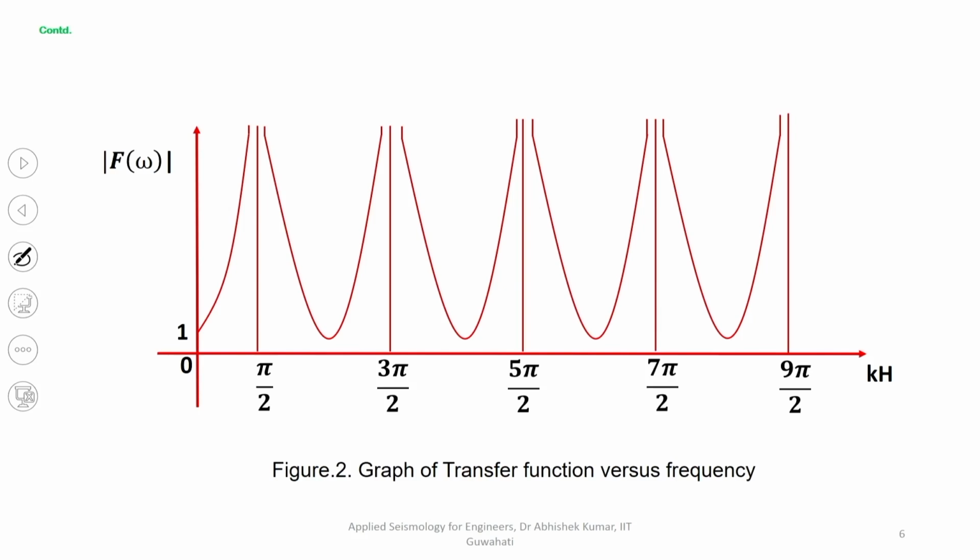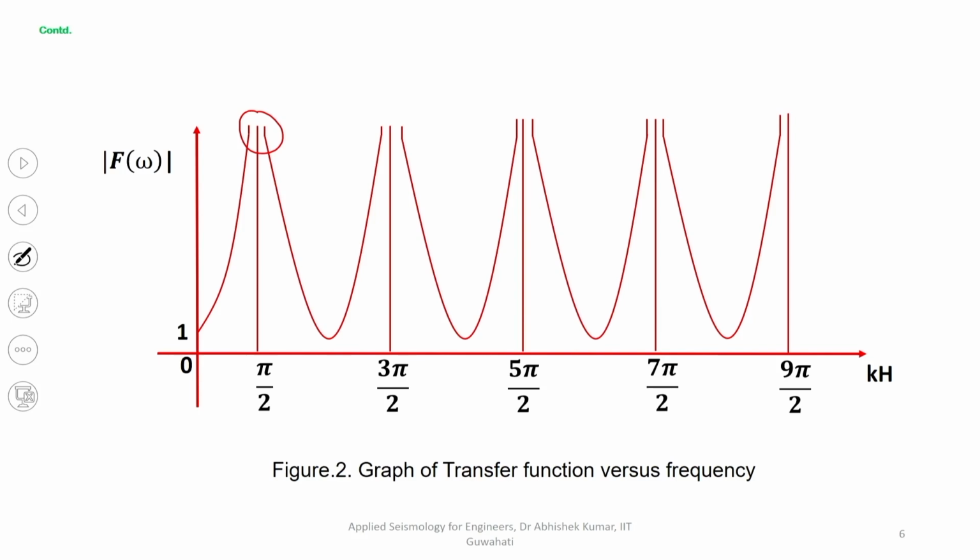This is going to give you the modulus of transfer function F omega, which is defined in equation 6 in the previous slide. You keep on changing the value of k h, or most precisely the value of omega, because h and Vs are not going to change. So, only the value of omega you are going to change over here. You see over here, when the value of k h becomes pi by 2, the value of transfer function becomes infinity.